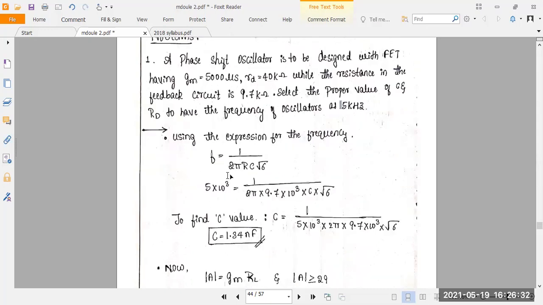First you take the frequency: f equals 1 divided by 2 pi RC square root of 6.